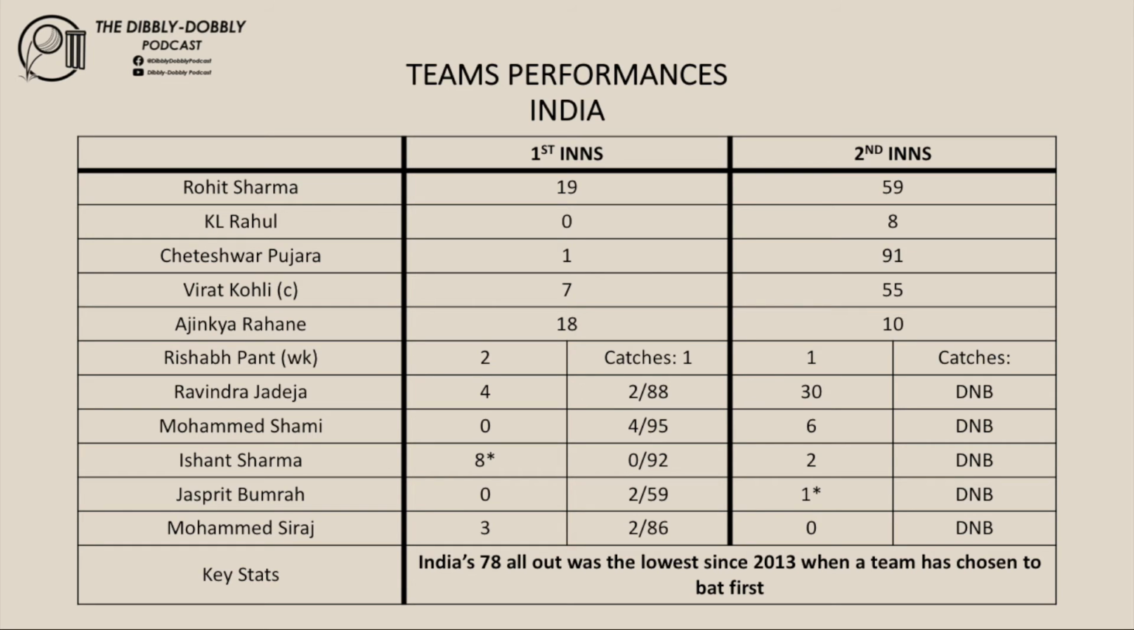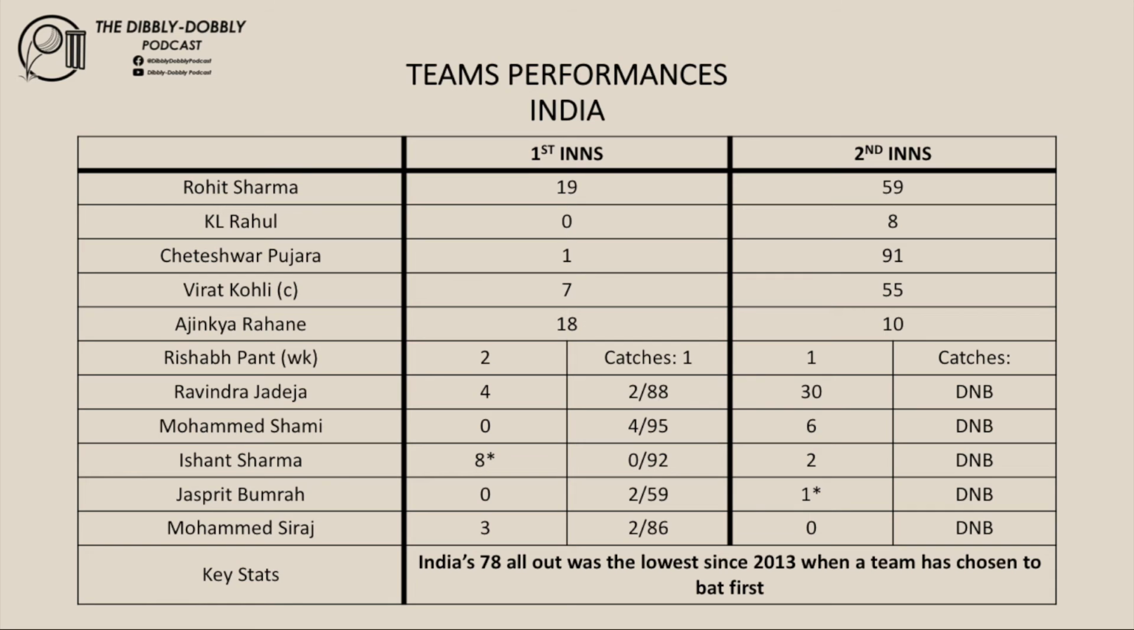Let's talk about their bowling performance and have a look at their bowlers quickly in this 3rd test match. Jadeja took 2 wickets, 4 to Shami, 0 to Ishant Sharma, 2 to Bumrah and 2 to Siraj. That's how the Indian bowlers bowled in this 3rd test match. I thought India's bowling was poor in this test match.